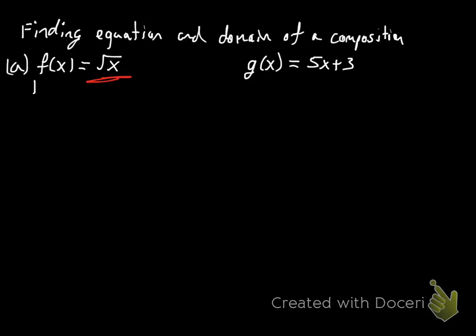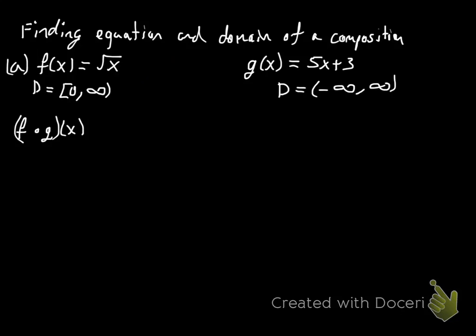Okay, f of x has a square root, so that's going to pose possibly a problem here. So we need to ensure that it's positive by taking the radicand and setting it greater than or equal to 0. So our domain is going to be 0 to infinity, including 0. The g of x is everything. And unless we have a square root or a denominator with a variable, the domain default is everything. So we're going to do both compositions. We're going to find f composed with g of x.